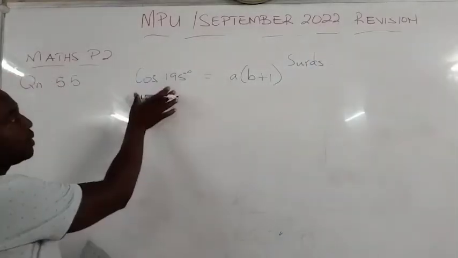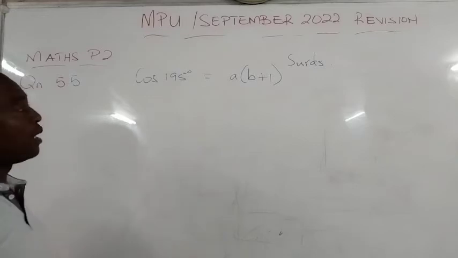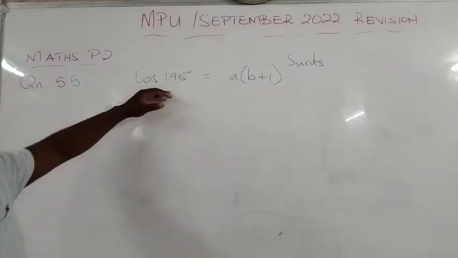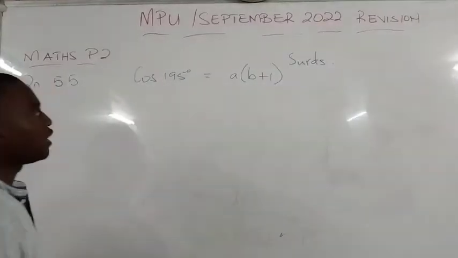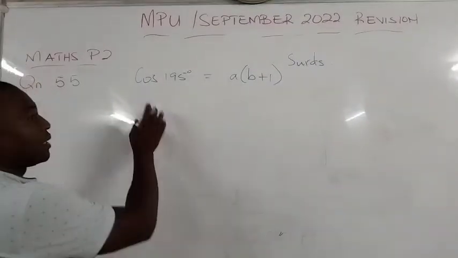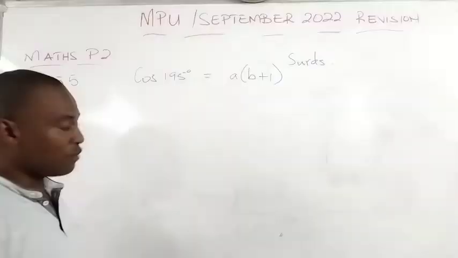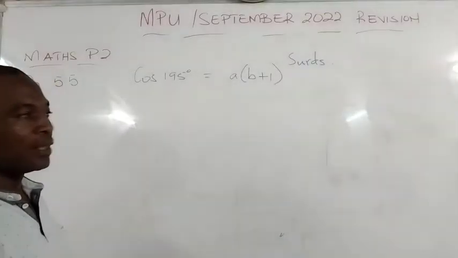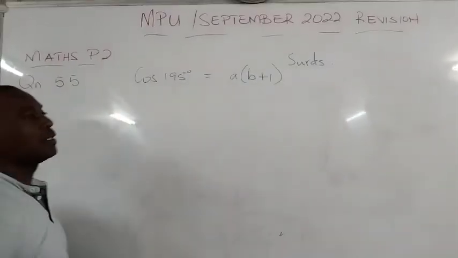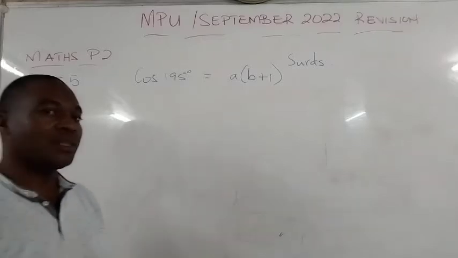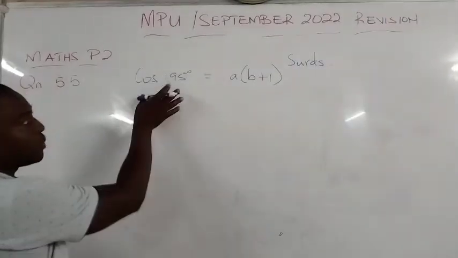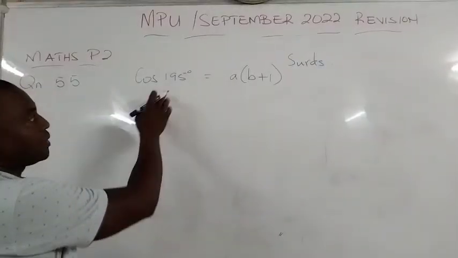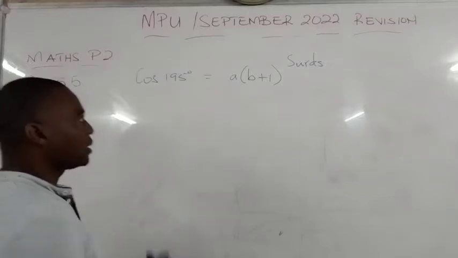Now, we need the numerical value of the ratio, of course, 195 degrees. So basically, this question is calling for the use of special angles. That means we have to write the 195 degrees in terms of special angles. But then, before we go to special angles, we need to understand that this angle needs to be reduced.